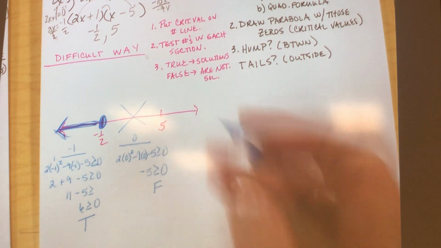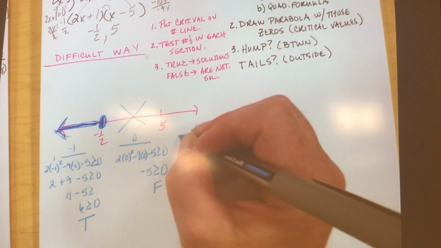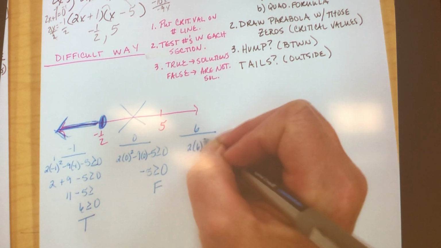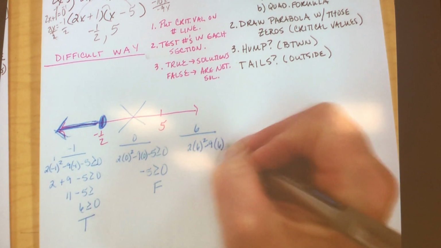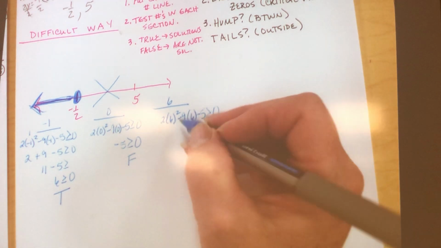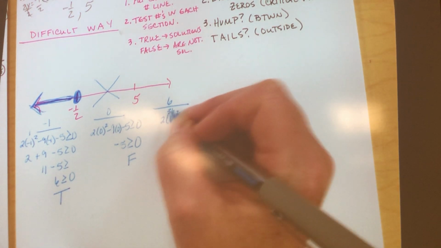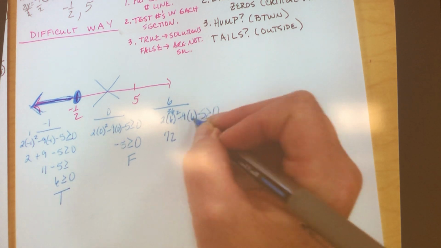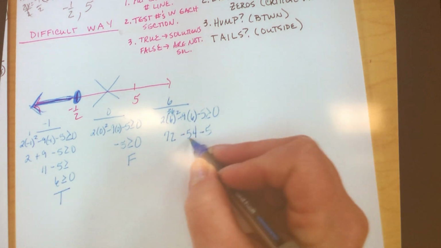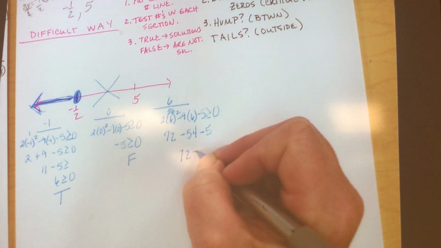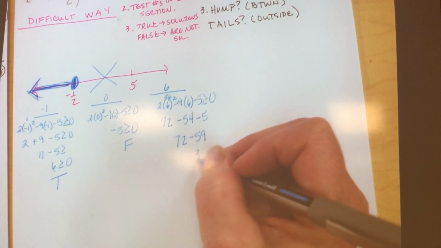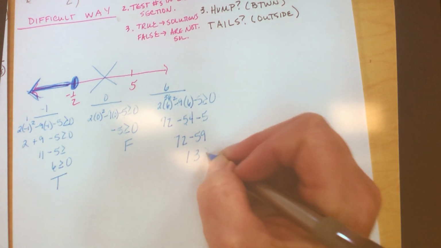Okay? Let's pick a number to the right of 5. Which one to pick? 6. That's what I do. My pen's running out of ink. So I'm going to go 2 times 6 squared minus 9 times 6 minus 5. It's supposed to be greater than or equal to 0. Are you with me? What's 6 squared? 36. 36 times 2 is 72. What's -9 times 6? -54, and a -5? -59. What is 72 minus 59? 13. Yes.